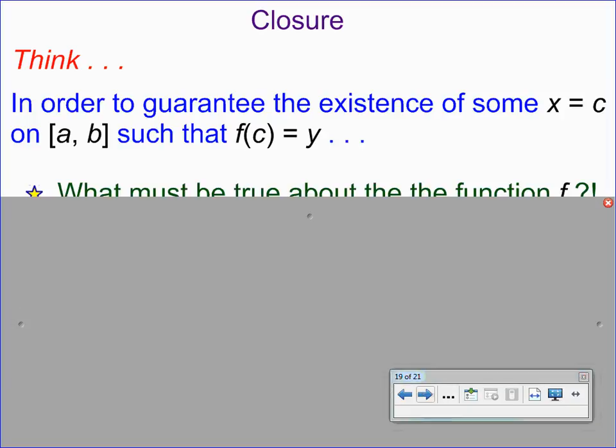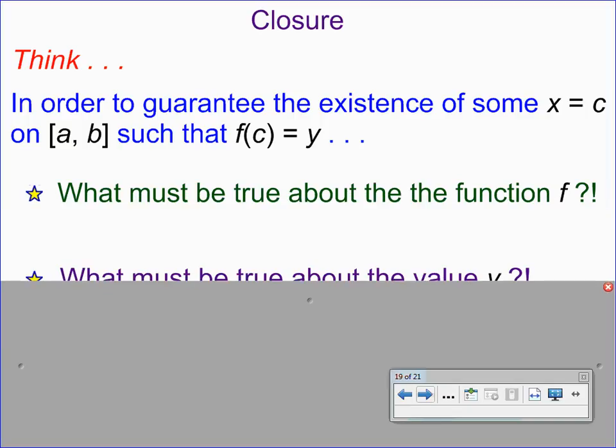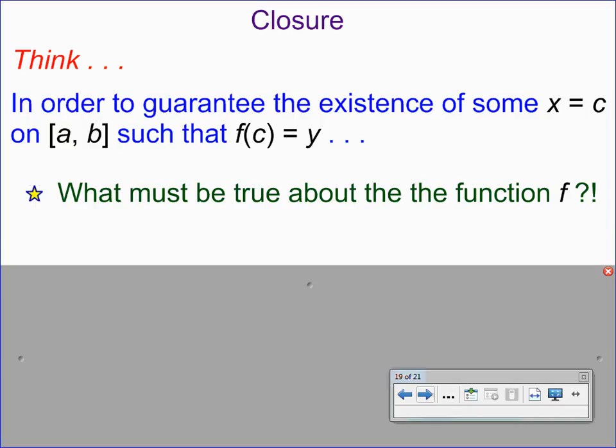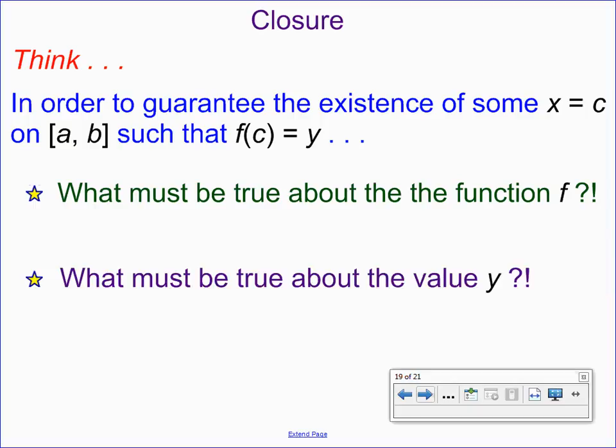All right, let's go ahead and close it up for the day, and then we'll have a chance to work on our OTL for the first time this year, so that's kind of nice. In order to guarantee the existence of some x equals c on a to b such that f of c equals y, what must be true about the function f? Don't say it out loud, just write it down. What must be true about the value y? I'd like to see a written response for everyone, and then I'll have you share.